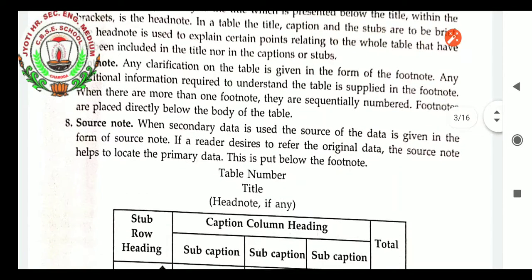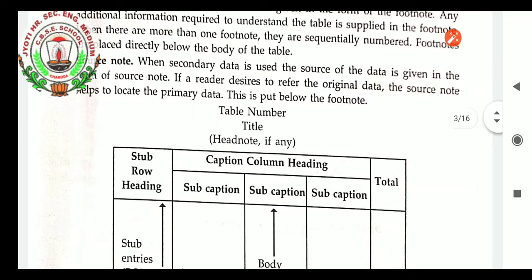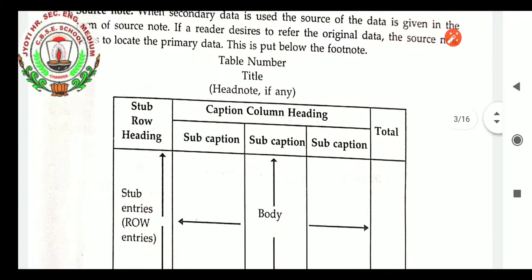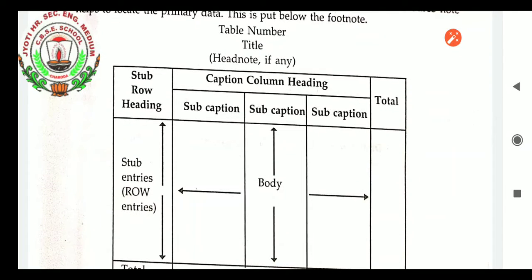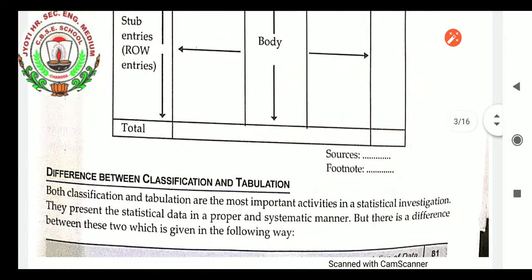Source note, student. When secondary data is used, the source of the data is given in the form of a source note. If a reader decides to refer to the original data, the source note helps to locate the primary data. This is put below the footnote. So table number, title, head note if any, and this is the format of the table. Stub, row heading, caption, column heading, sub captions, total and everything.